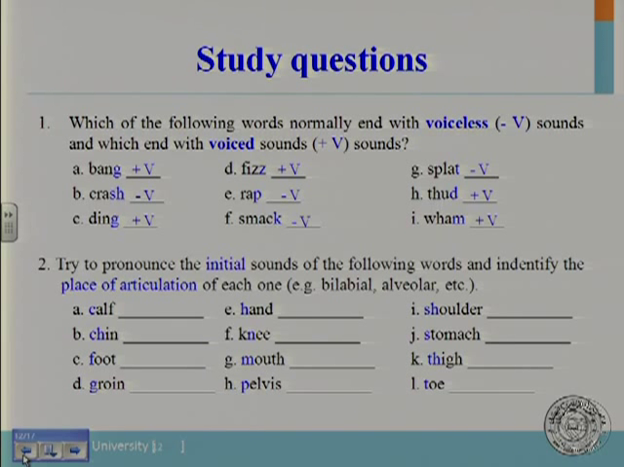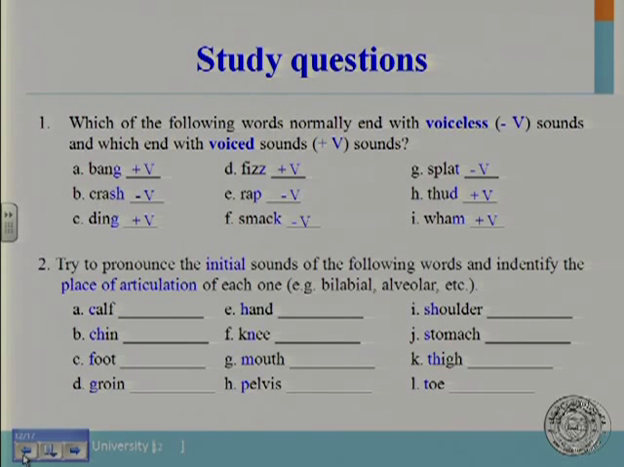Definitely it is a voiced sound because it is one of the nasals. We have n, n, m, and ing. These three sounds are called nasal sounds, and they are all voiced sounds.